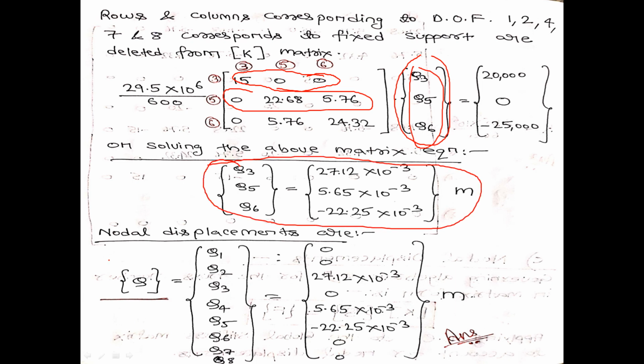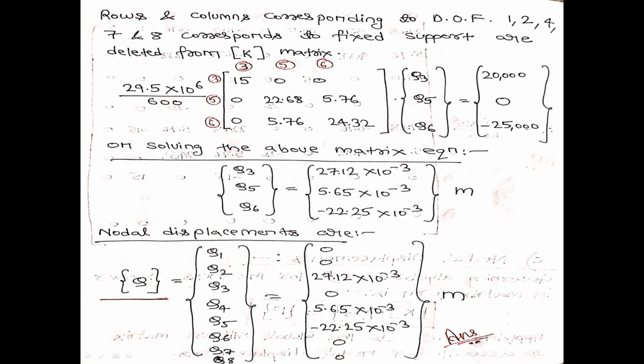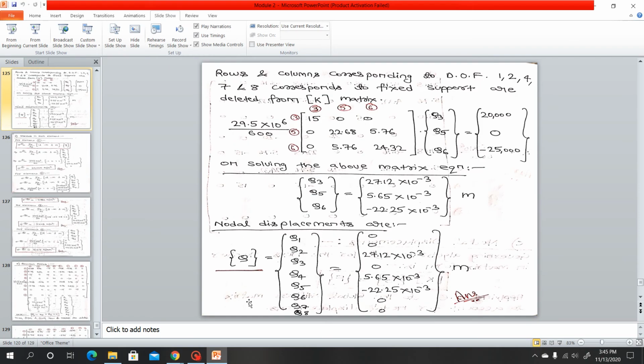So finally, the nodal displacement for the entire truss, I can write it as Q, the global nodal displacement vector: Q1, Q2, Q3, Q4, Q5, Q6, Q7, Q8. By boundary condition, already Q1, Q2, Q4, Q7, and Q8 are 0. And by the elimination approach, I get Q3, Q5, and Q6. So this is the solution of the third part of the problem. Is it clear? Any doubt so far? Yes, sir. Clear. Okay.